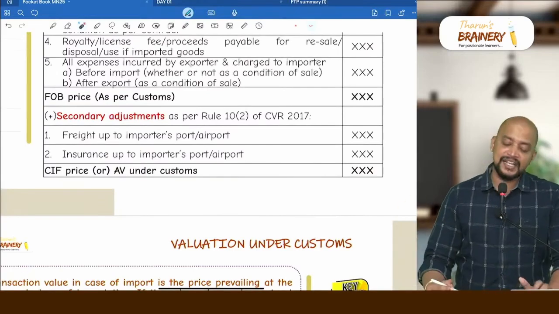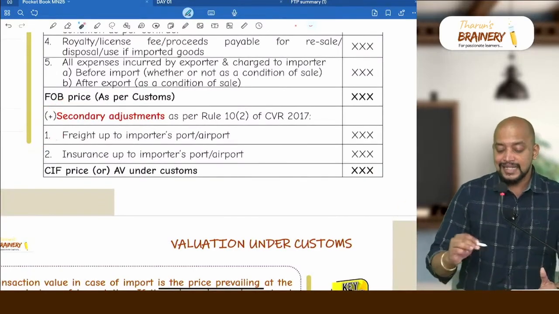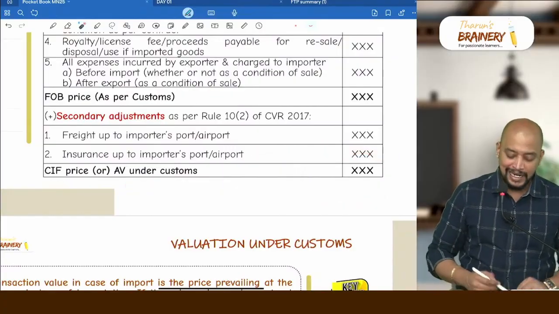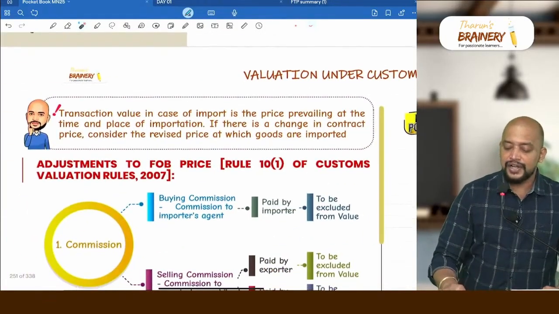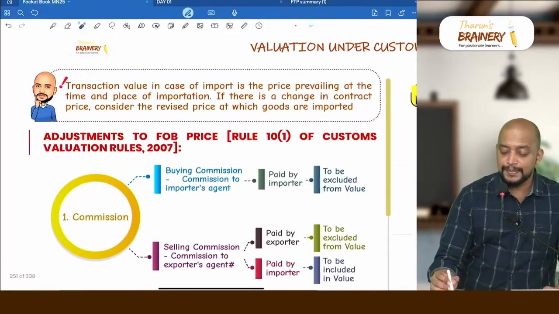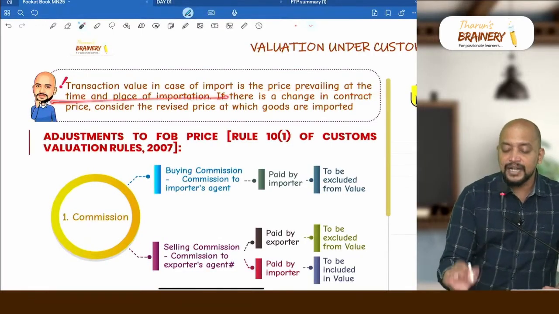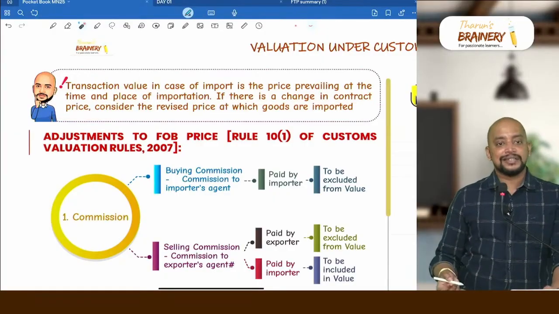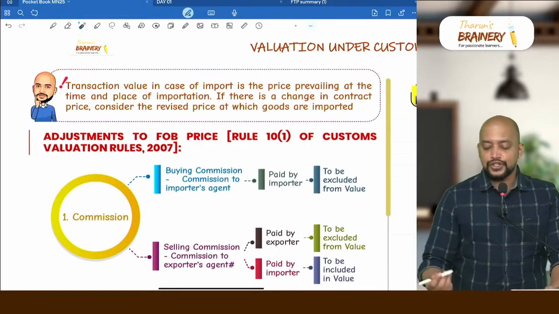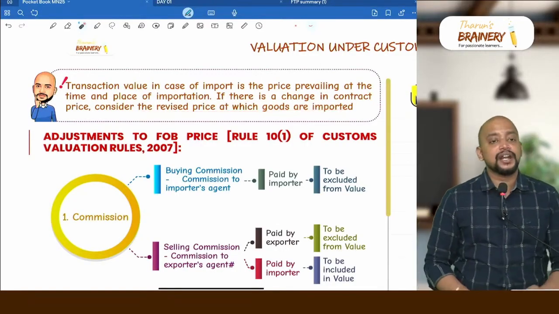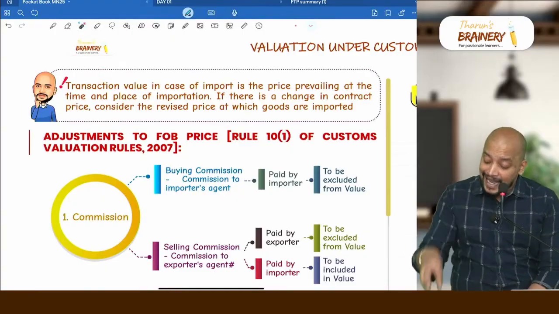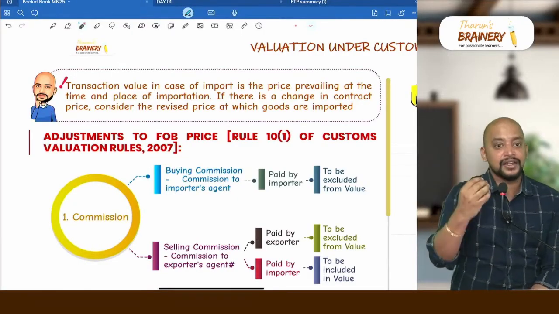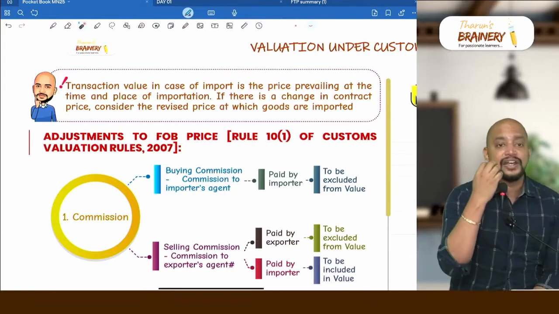To that FOB price as per customs, we need to make the secondary adjustment. So we get the CIF price or assessable value under customs. This should be taken. And transaction value in case of import is the price prevailing at the time and place of importation. If there is a change in the contract price, say the revised price should be considered at which the goods are imported, because at the time and place of importation, whatever price that we pay to the supplier should be taken, not necessarily the invoice price.